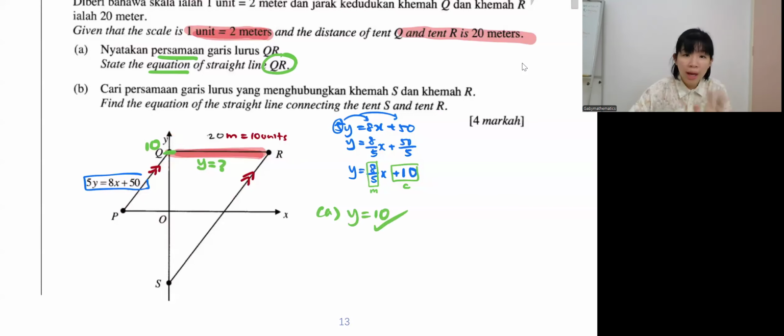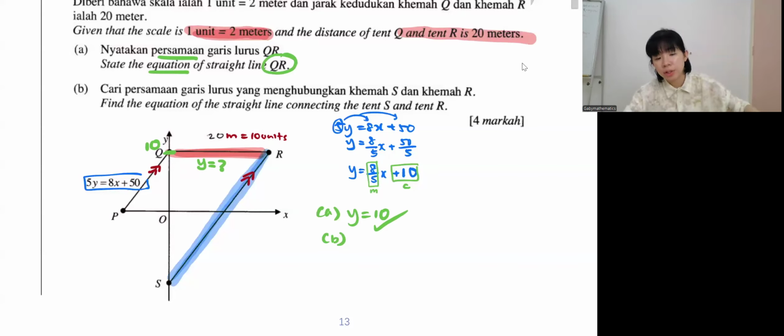That's it. No need for y equals mx plus c because it's a horizontal line. Okay, now B. Find the equation of the straight line connecting S and R. Okay, SR equation. See where it is? SR here. Guys, it's a slant line.